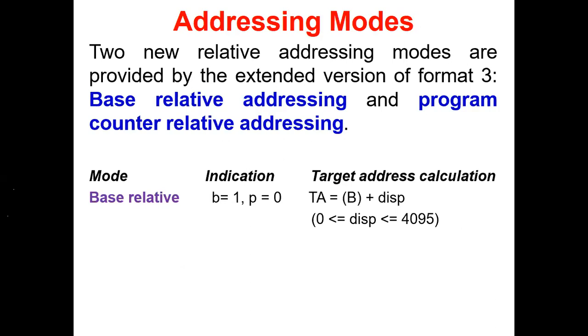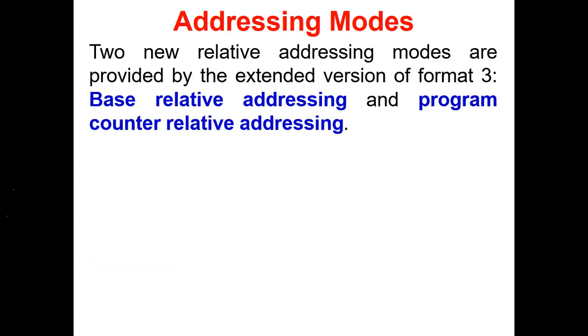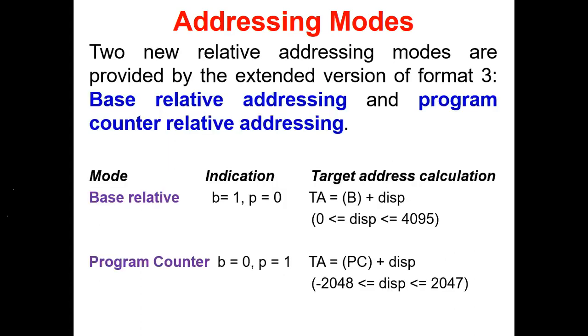So that calculation will give you the memory location which you are accessing. That will give you the target address. B is a 1, P is a 0, take what is in the base register, register B, plus the displacement. Okay. On the other hand, when B is a 0 and P is a 1, then the target address is calculated by taking what is in the program counter plus the displacement. That will give you the target address, the required memory location. So that is the use of those 2 flags, B and P.